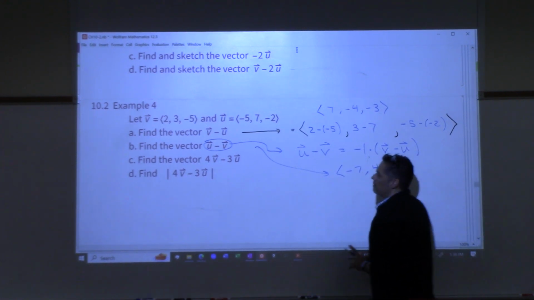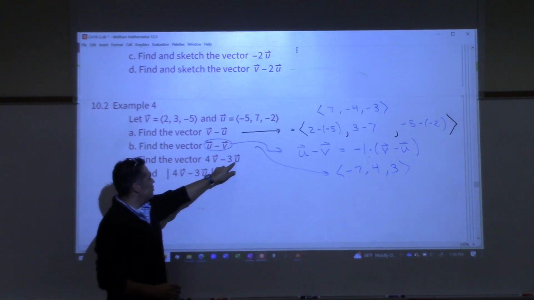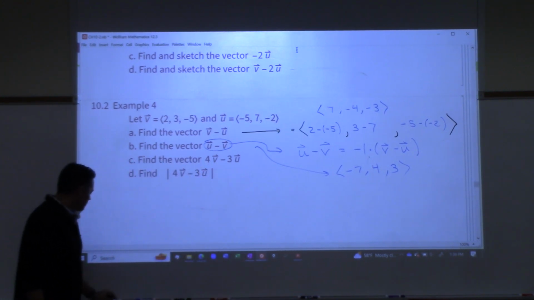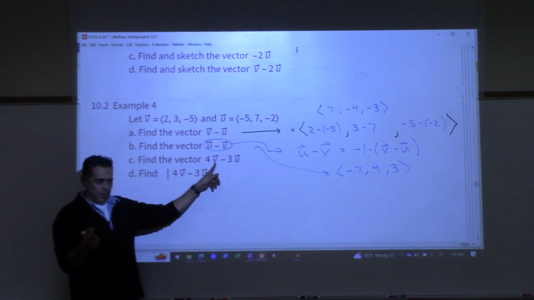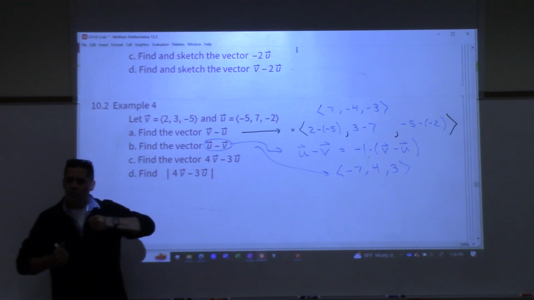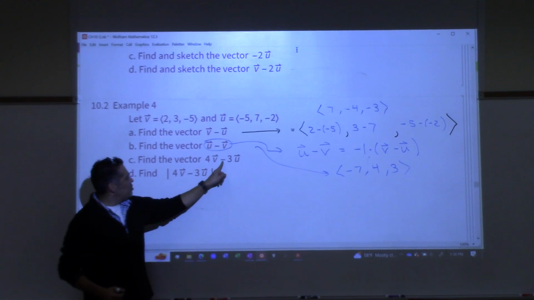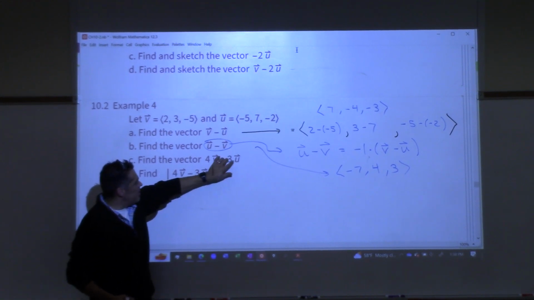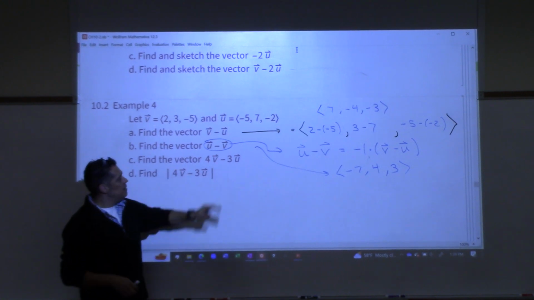Okay. All right, how about finding this vector, 4v minus 3u? So what is 4 times v? Scalar multiplication, right? I'm taking the vector v and I'm scaling it by 4, which should make it longer, shorter, flip it, what? 4 times as long. And I'm subtracting 3 times u, so I'm taking u and making it 3 times as long, but then I'm taking it away. So, yes?